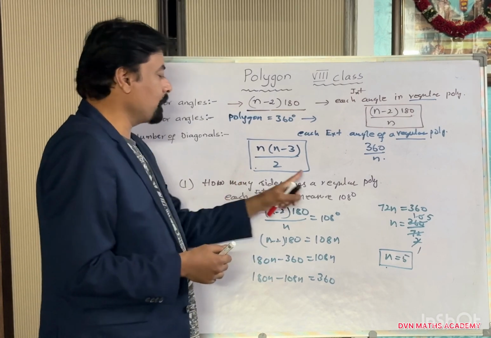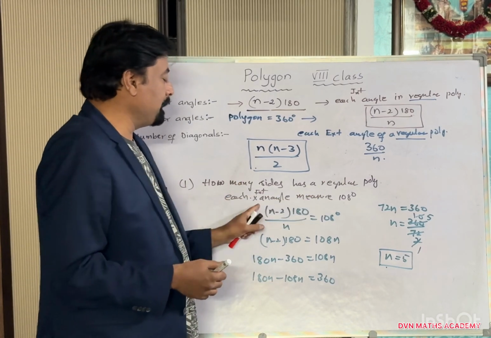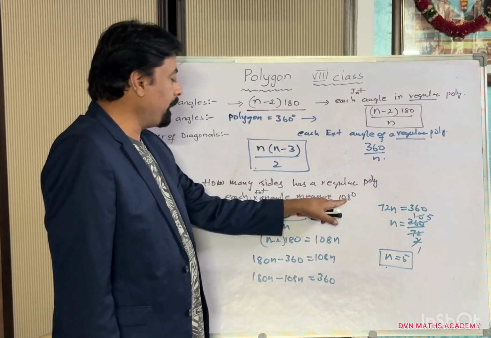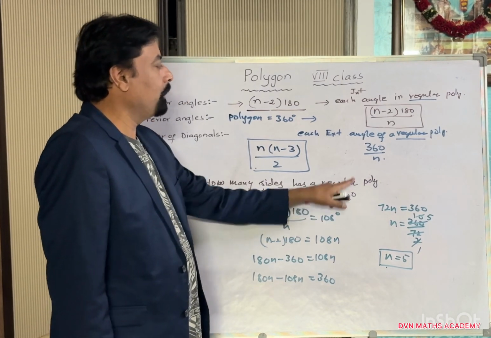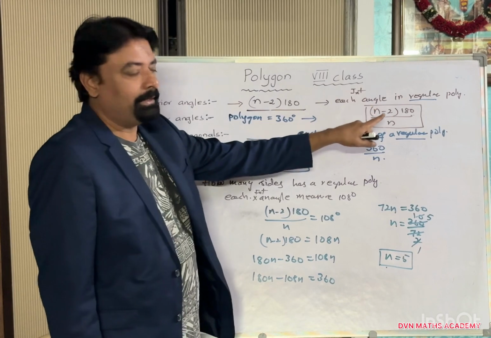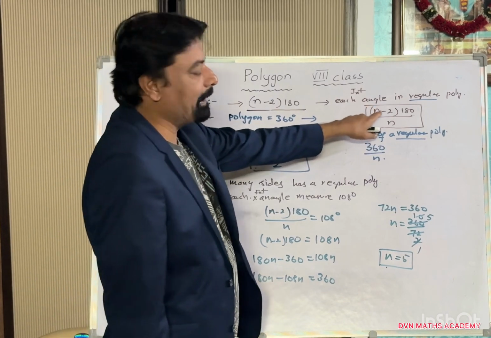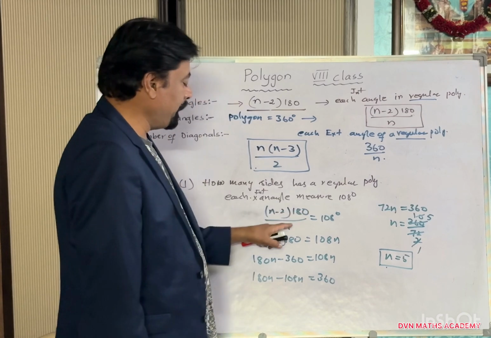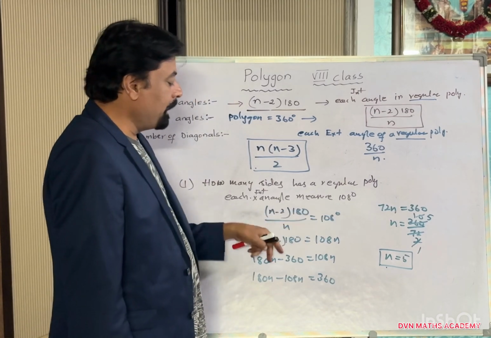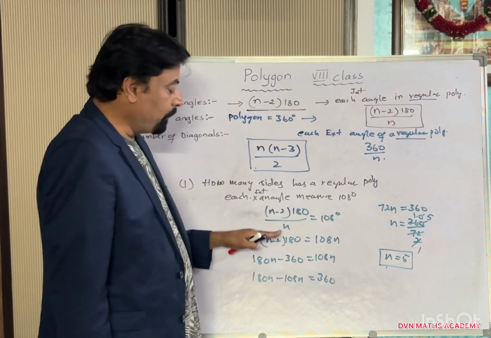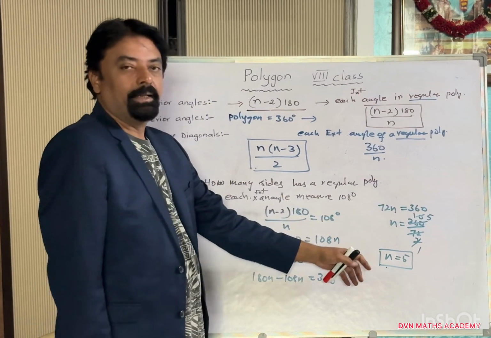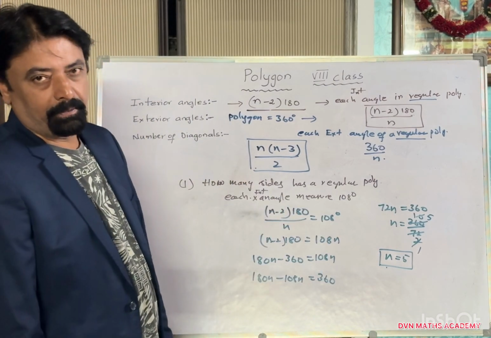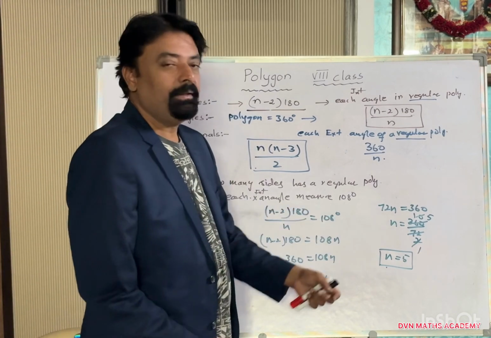So in this question it is given that each interior angle measurement, and it is also a regular polygon. So by using this 108, you know the formula to find the interior angle of a regular polygon, that is n minus 2 into 180 by n. So n minus 2 into 180 by n is equal to 108 degrees. If you solve this, you will get n is equal to 5. So by seeing this, we can say that it is a pentagon, because n is equal to 5, we got.